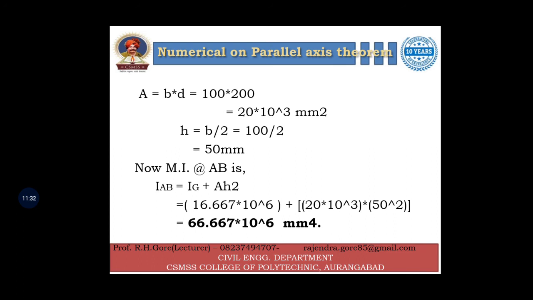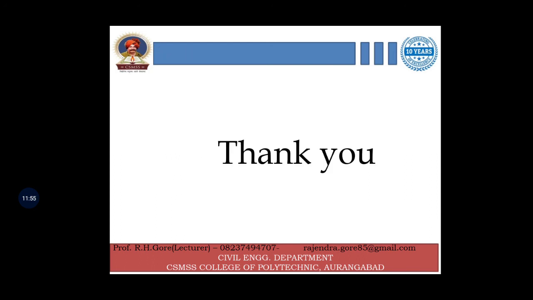Putting these values in the parallel axis expression, IAB is equal to Ig plus AH square. Ig is 16.667 into 10 to the power 6 plus 20 into 10 to the power 3 into 50 square. So moment of inertia about AB is 66.667 into 10 to the power 6 mm power 4.